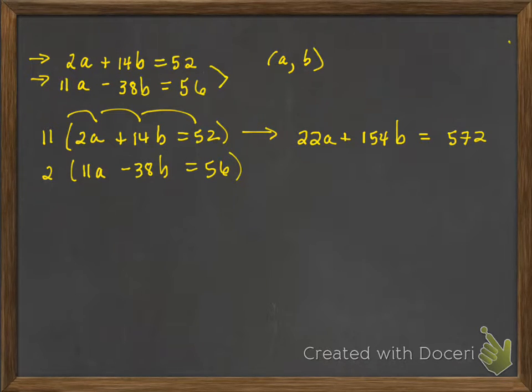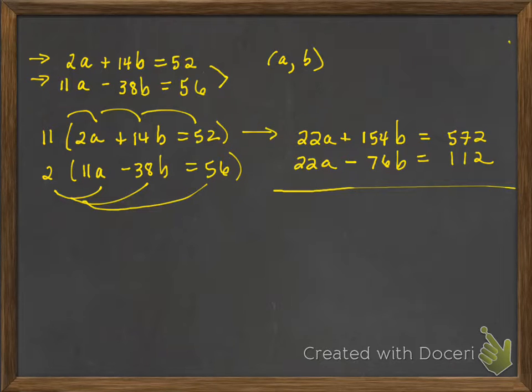All right, so now we're going to do the second one. We're going to multiply everything here by 2. So that's 22a. See, this is why we did this. Minus 76b equals 112. Okay? I'm just going to circle these. We now have our a's exactly the same, right? So our coefficients are the same.